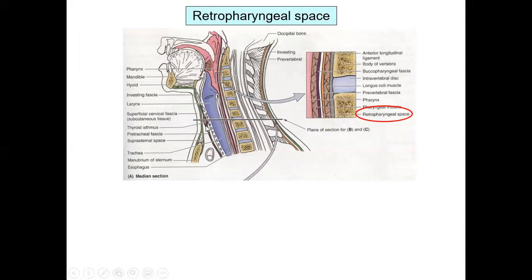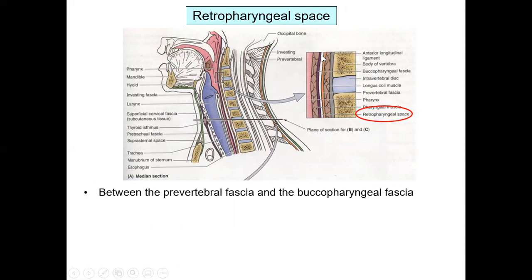Okay, now we're going to move to discuss the retropharyngeal space. The white color line here represents the retropharyngeal space. What is the retropharyngeal space? It is a space located between the buccopharyngeal fascia anteriorly and the prevertebral layer of the deep cervical fascia, the brown or orange color line, located posteriorly. So the retropharyngeal space is located in between these two parts.